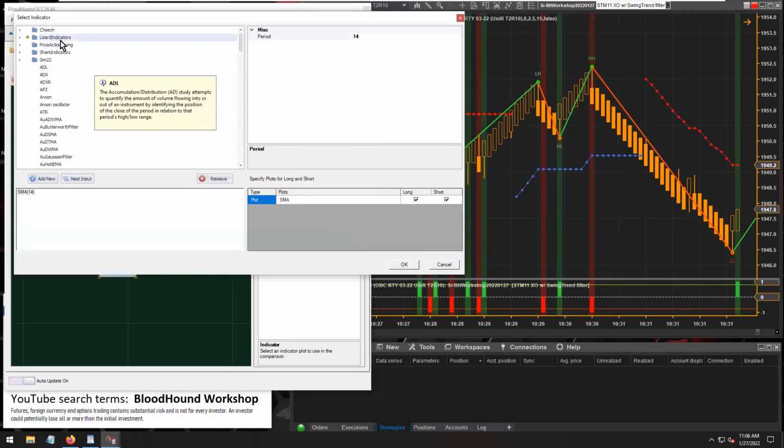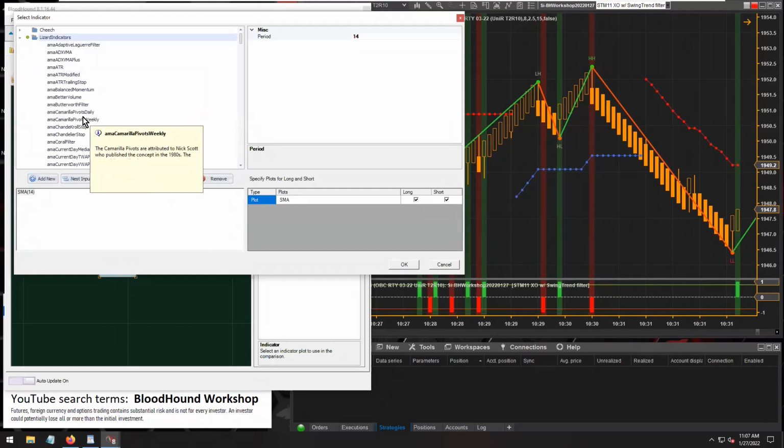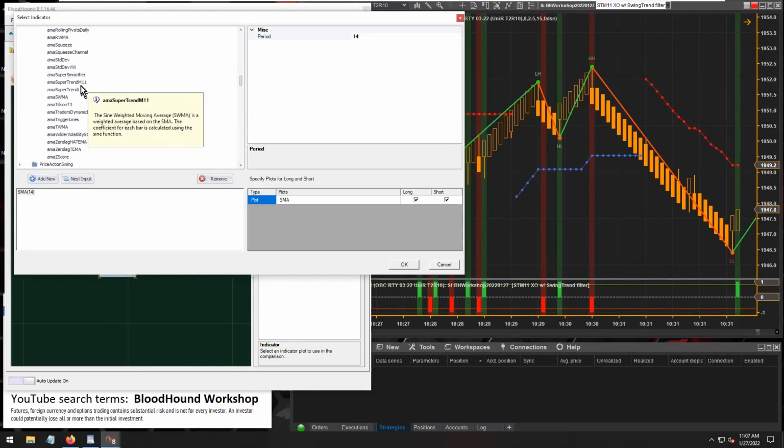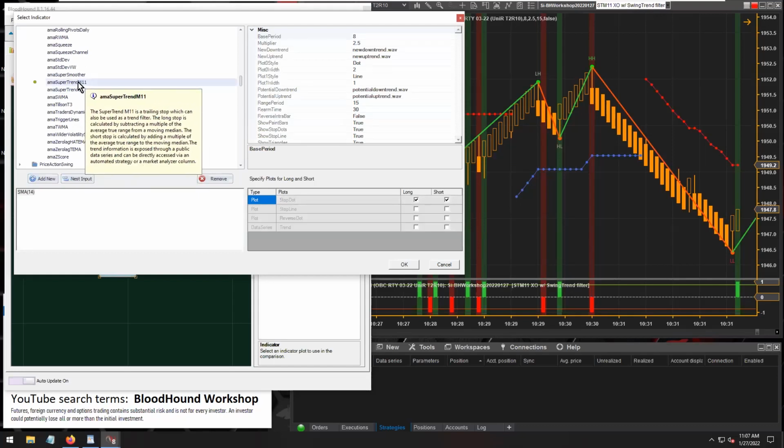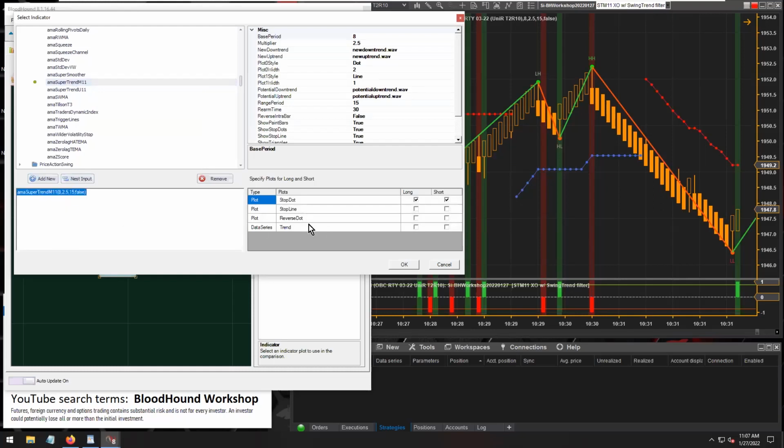So again, that's from Lizard Indicators or Lizard Trader. And we're going to scroll down to the S's. Let's see, there we go. So remember, there's a U11 and a M11, so we're using the M11 this time. And again, I'm just using the standard default indicator settings here. And the stop dot is the plot that we see on the chart. It's the stop dot, so we're good to go.